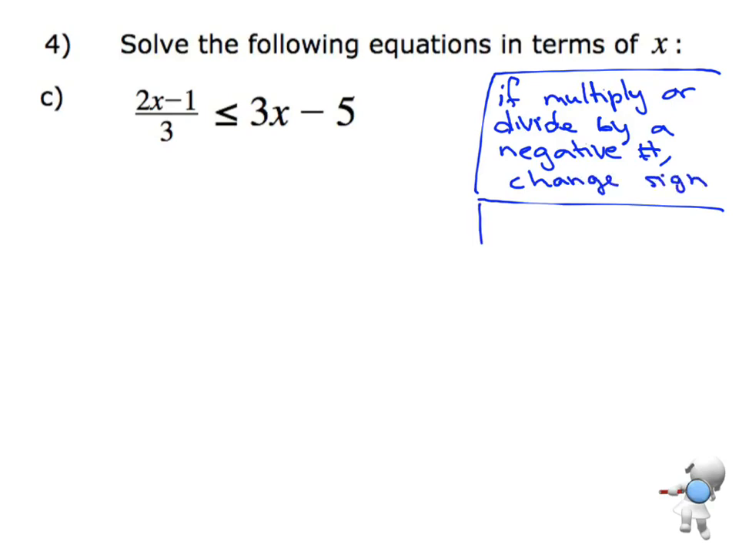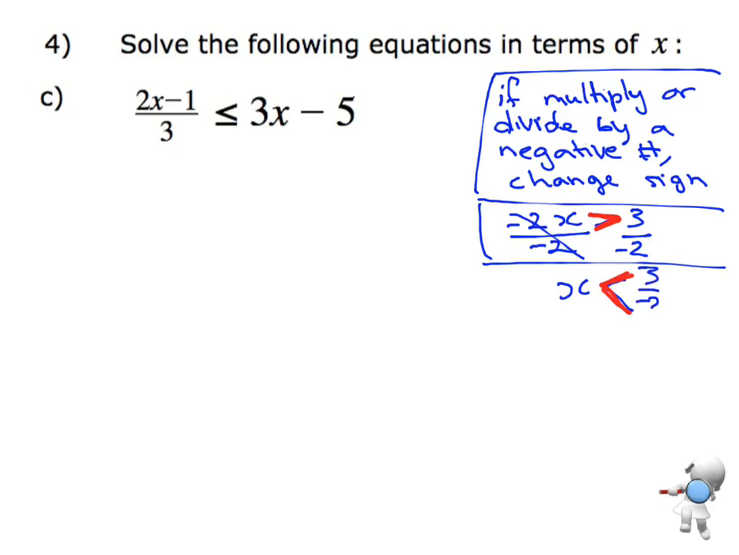Okay, so for example, if I had negative 2x is greater than 3, and I need to divide this side by negative 2 and that side by negative 2, those negatives will cancel, sure, but I need to change that sign around. So it's gone from being a greater than sign there, to being a less than sign. Okay, that's the only extra thing I need to remember. Move everything around, adding, subtracting doesn't change it, it's only multiplying or dividing by a negative that changes. So that's what we want to do.